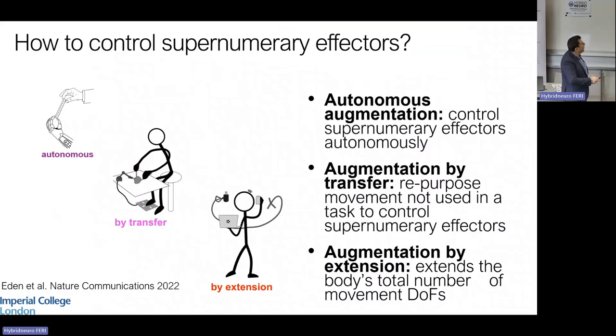There is another type of augmentation, which is augmentation by transfer, which is a rather simple approach. It's basically a transfer of degrees of freedom. For example, a surgeon can control this additional arm by a pedal. That's quite simple, right? What you are doing in reality is not adding to the number of degrees of freedom you can control, but repurposing specific degrees of freedom. In this case, you are repurposing the degrees of freedom of the ankle in order to control this robotic arm. That's what we call augmentation by transfer.